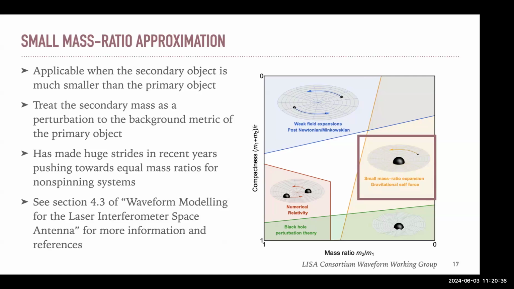Okay, now when you move to this right region and you have one black hole that's a lot larger than the other, then you can treat the secondary mass as a perturbation to the background metric of the primary object. This lets you make simplifications that make it easier to simulate analytically or semi-analytically. It has also made huge strides in recent years, pushing towards equal mass ratios, specifically right now for non-spinning systems, but they've basically pushed down to equal mass in inspiral, not quite merger, but it's making huge progress. They're starting to close that gap between the yellow and the red.